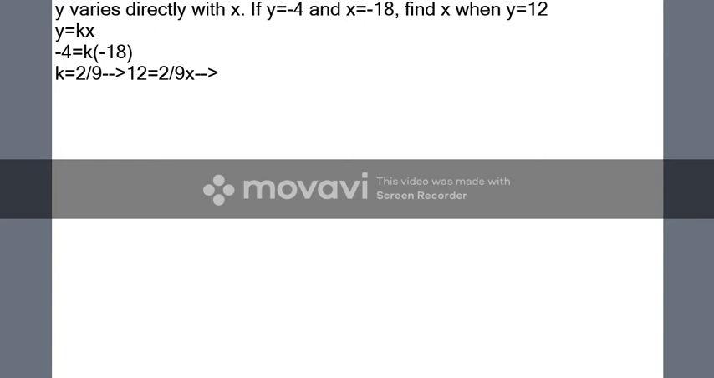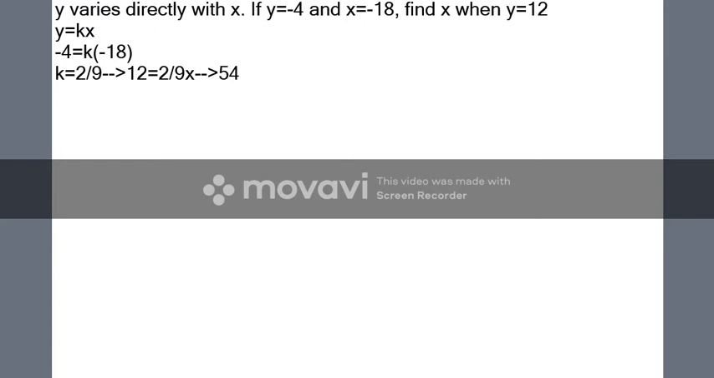So from here, let's just solve for x. You guys can pull out a calculator if you need to. And this should give you 54. So x is equal to 54. If you plug 54 into the equation, you should get the answer. So 54 should be your answer. And that's just another quick question about direct variation applications.